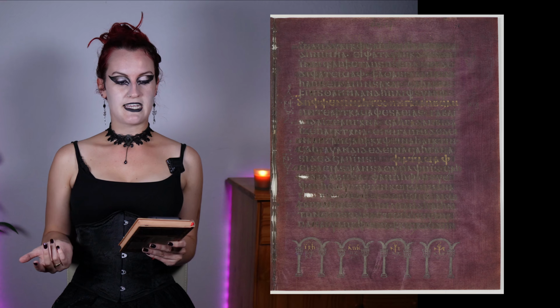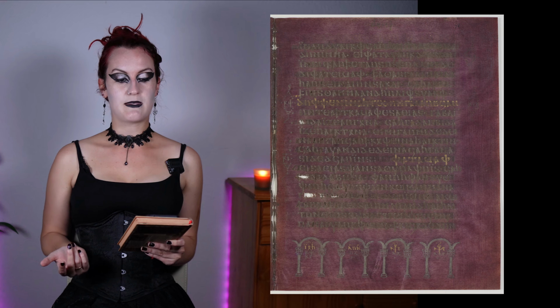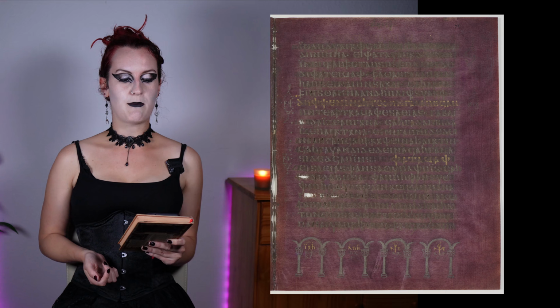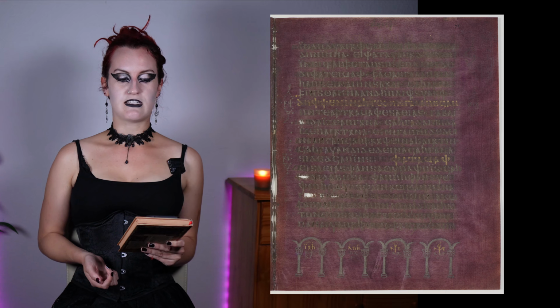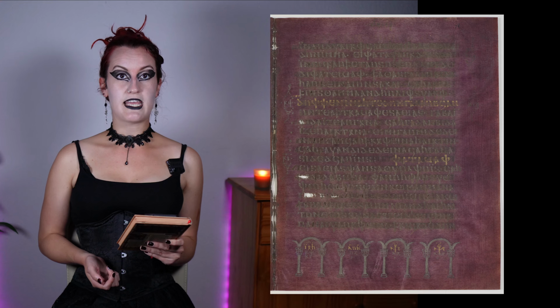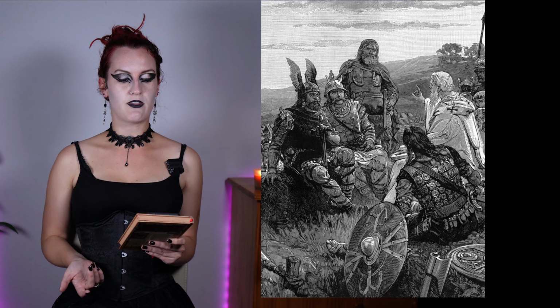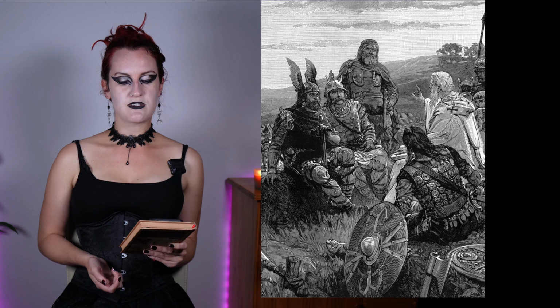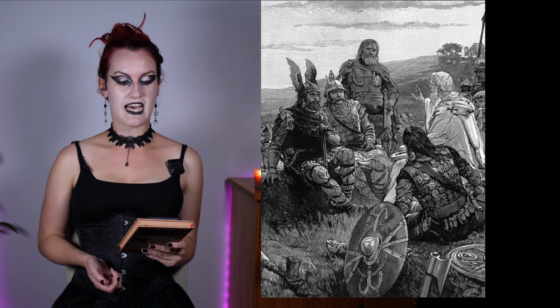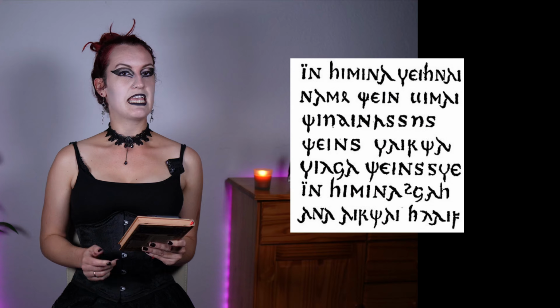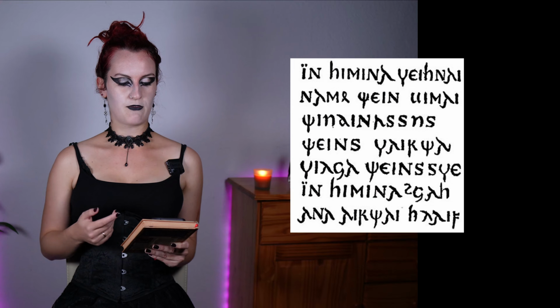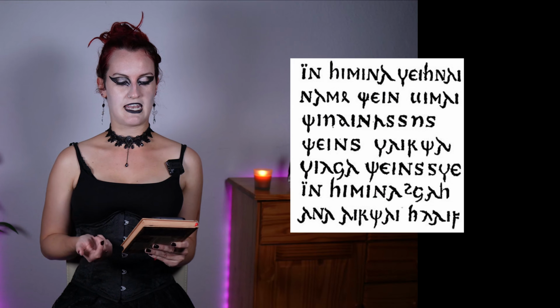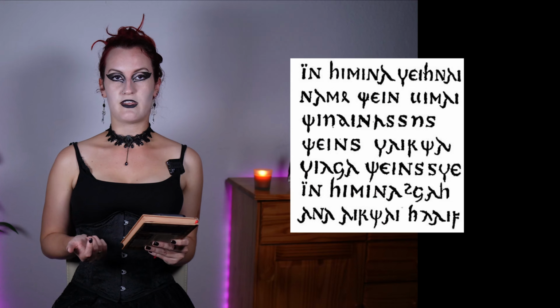The Codex Argenteus is a dazzling artifact and the main source of what we know about Gothic. It's a translation of the Bible from Greek into Gothic, commissioned by the Gothic bishop Ulfilas in the 4th century. Ulfilas wasn't just translating, he had to invent an entire Gothic alphabet to capture the sounds of his language. He adapted letters from Greek, with a few Latin and runic characters added in, to create the Gothic script.